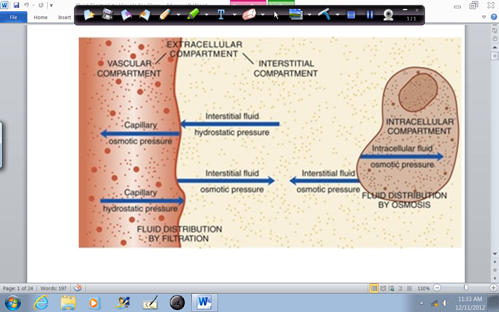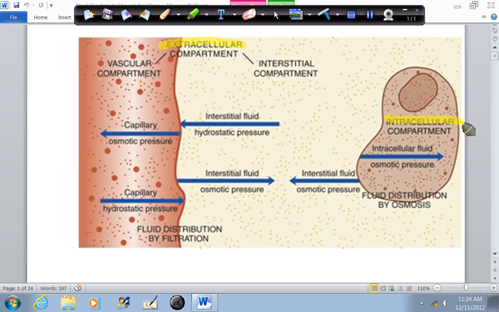This is the second part of the lecture. This is a review of basic fluid homeostasis from A&P. So you remember, of course, from A&P that there's extracellular fluid and there's intracellular fluid. Intracellular fluid, of course, is in the cells. That's about 2/3 of the fluid in our body.